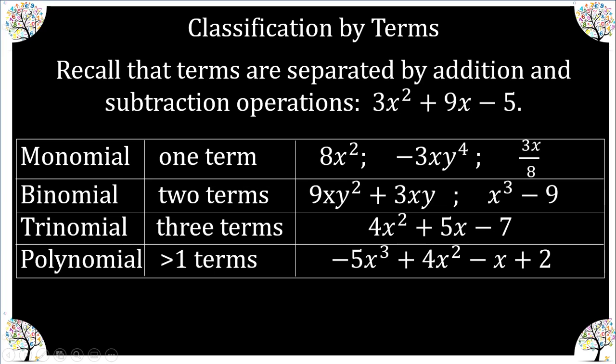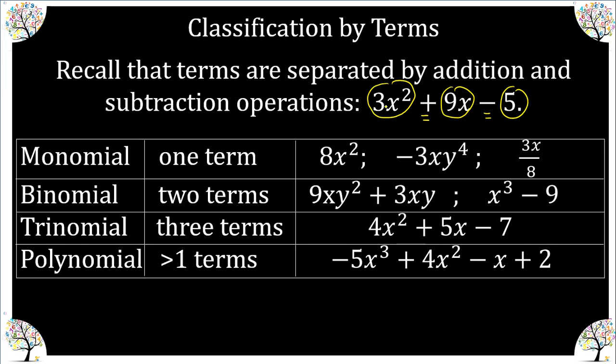Let's start talking about how we can classify polynomials. Remember, we can classify by term and degree. So let's look at terms first. So just remember that terms are separated by addition and subtraction operations. So this expression is a polynomial. I have whole number exponents, and it is a 3-term polynomial.